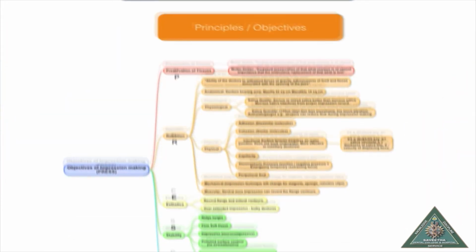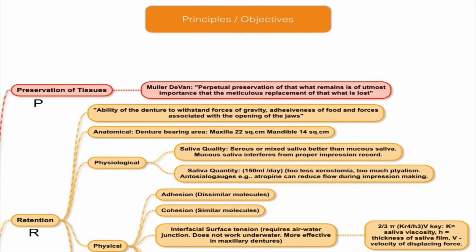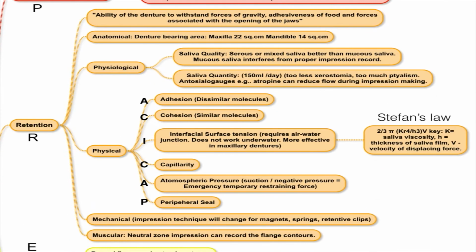Next is objectives and principles of impression making. This is called as the PRESS factors: preservation, retention, aesthetic, stability and support. Preservation, Devan's statement is important where he states that perpetual preservation of that what remains is of utmost importance than meticulous replacement of that what is lost. Next is retention. It is the ability of the denture to withstand force of gravity, adhesiveness of foods and forces associated with the opening of the jaws.